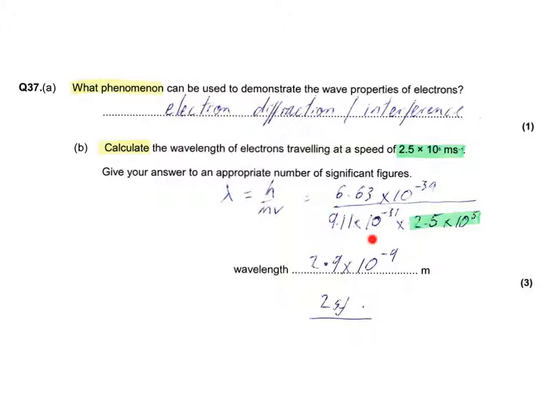These two bits of data I have got to 3 significant figures, but the velocity is only to 2 significant figures, so I'm going to give the answer to 2 significant figures, and on this occasion there was an independent significant figure mark for that.